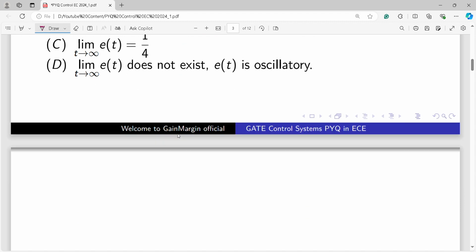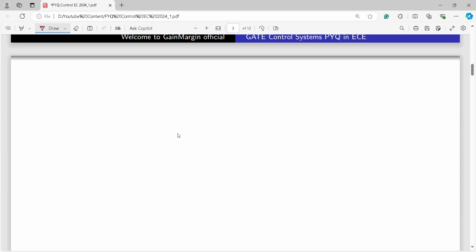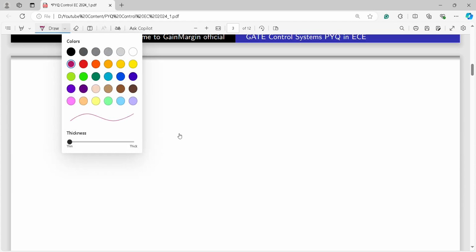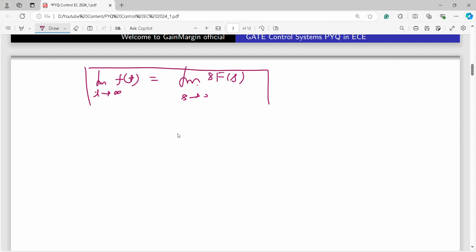What useful data is required to solve this question? First, we should know our final value theorem. Okay, so here basically the final value theorem states that the limit as t tends to infinity of any function, for example f(t), equals the limit as s tends to 0 in the Laplace domain of s into F(s).